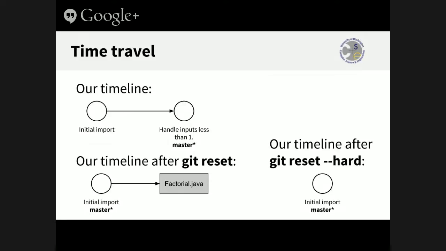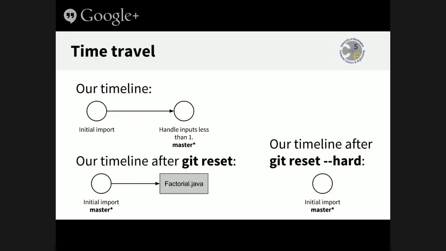Now, when you type git reset, oh, okay. Let me explain one thing. First of all, master is going to be the default name of your current timeline, and then the little asterisk, you'll see this in Git, it just means that you are currently here, kind of.